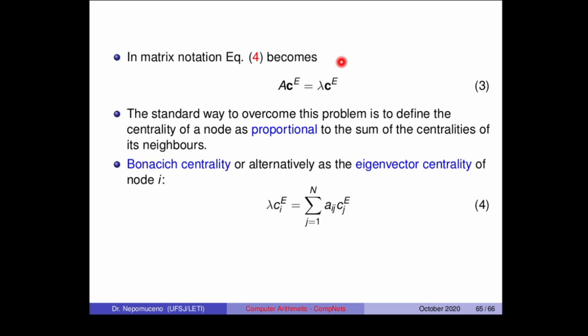The standard way to overcome this problem is to define the centrality of a node as proportional to the sum of the centralities of its neighbors. This is Bonacich centrality, or alternatively the eigenvector centrality of the node. So this is eigenvector centrality because you can multiply c, and here you have the sum in equation 4.